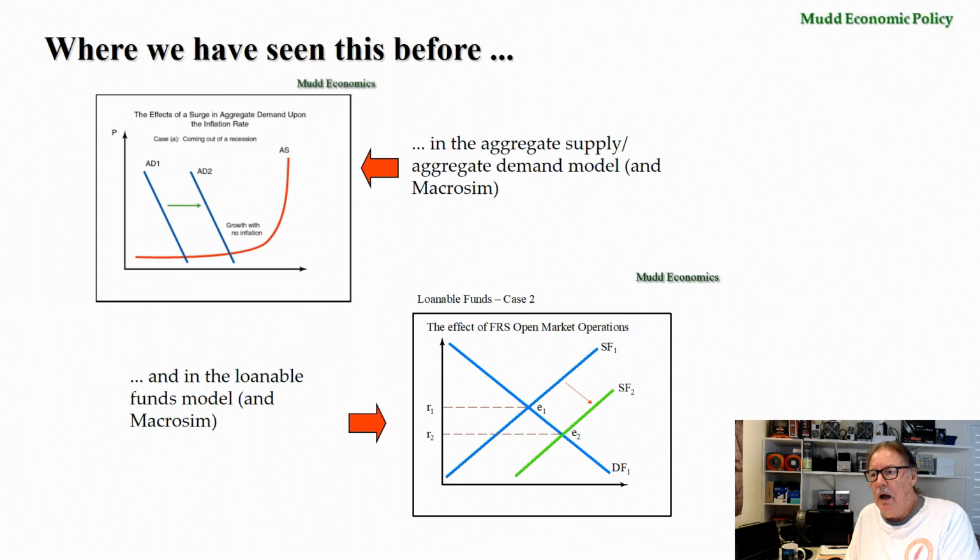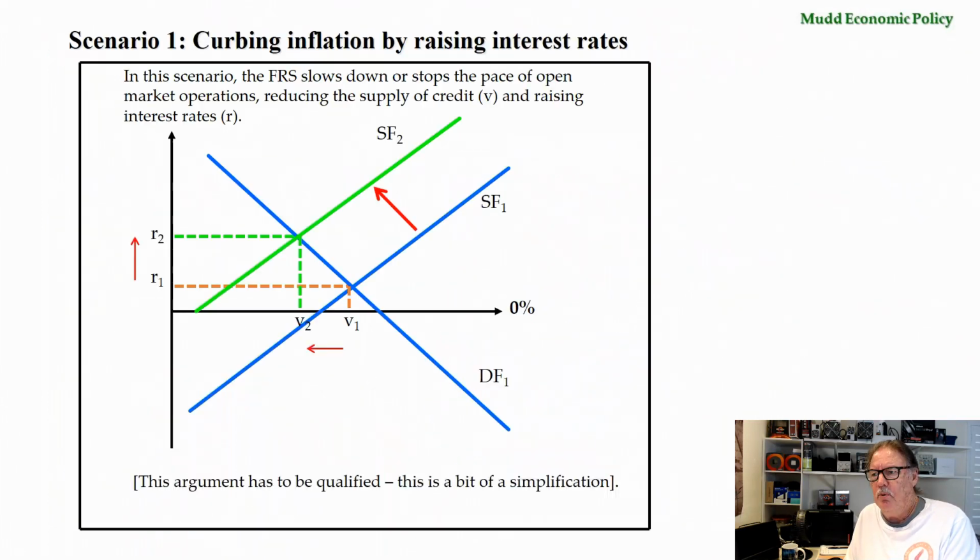We saw how increasing the money supply can have a stimulating effect upon the economy because it shifts aggregate demand to the right. We obviously saw it in the loanable funds model and in macro-sem as well. Let's in fact review what we said about the loanable funds model. Not everything that we said, but two important points.